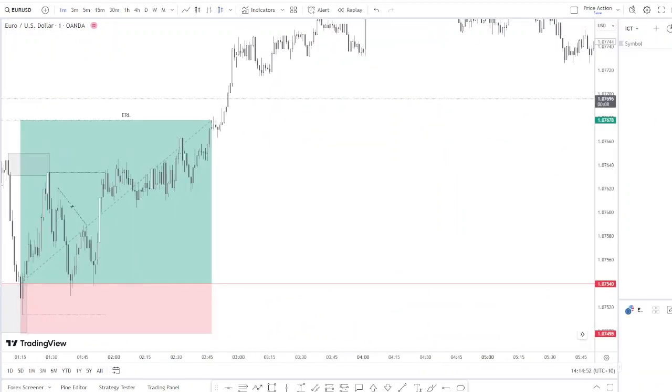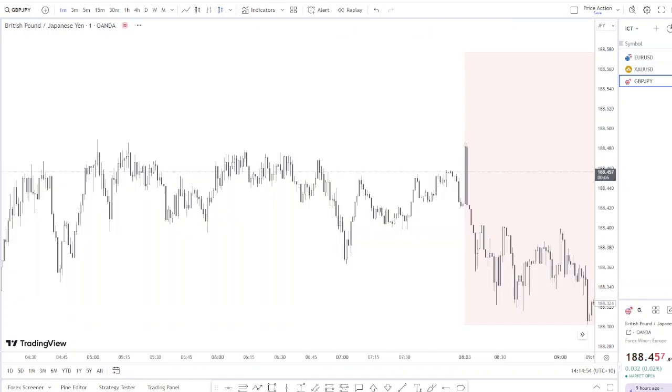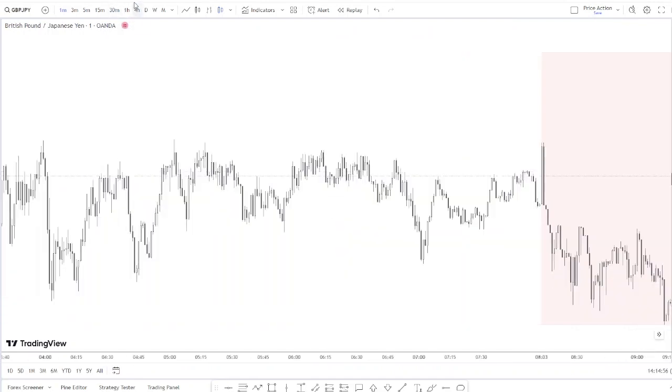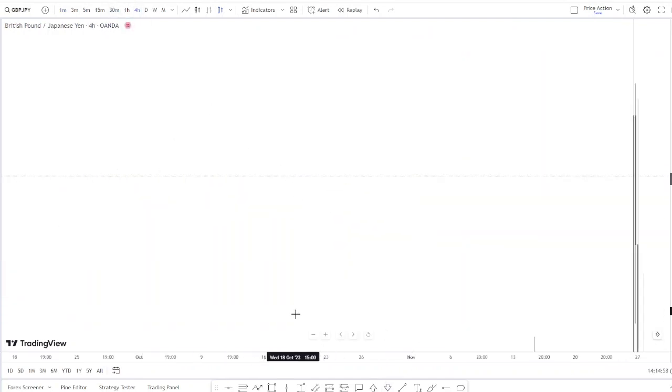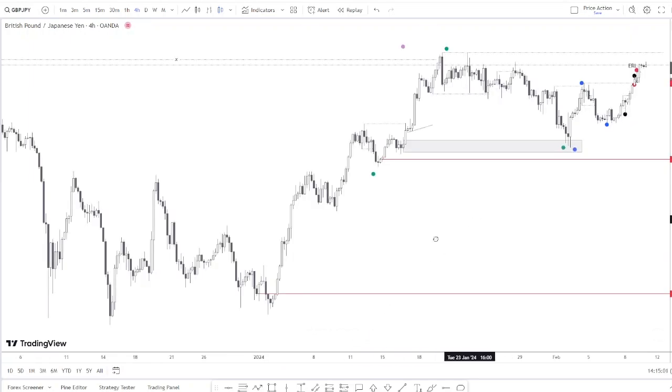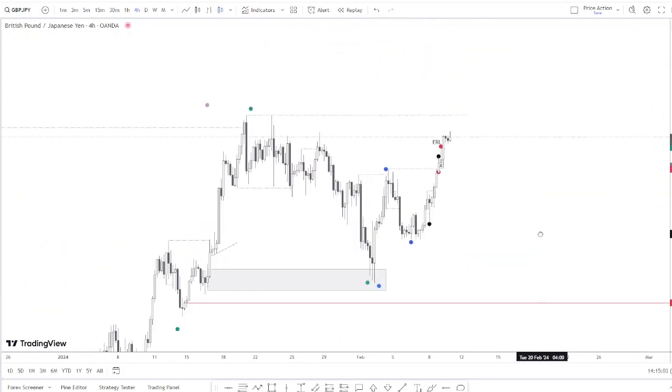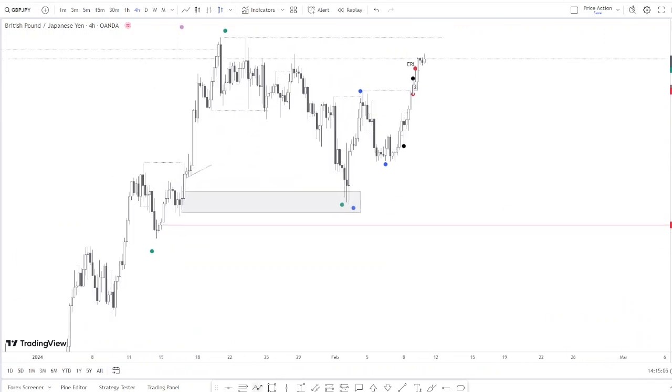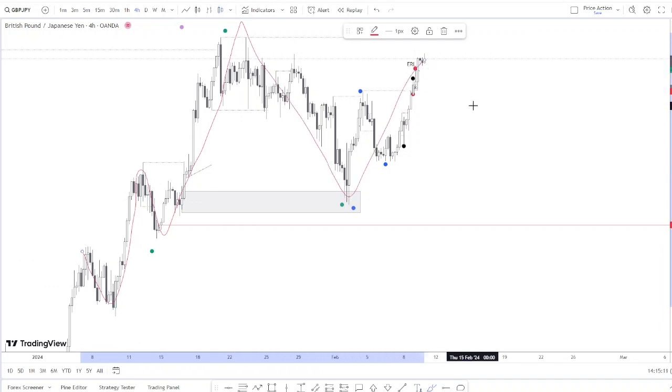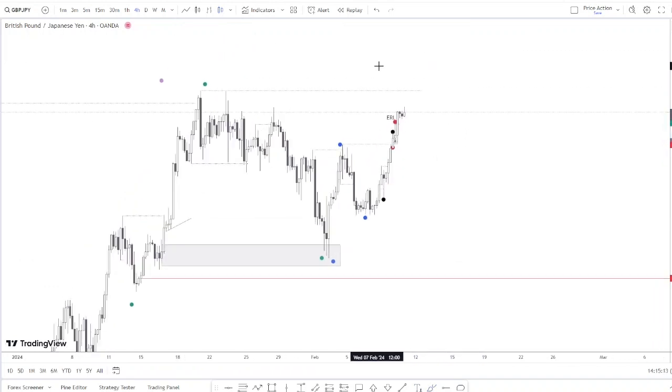Then the next trade was on GBP JPY. We have our range on H4. We have our H4 range here. Price is moving like this in a bullish way. It's a bullish range. Okay. So I'm expecting this high to be taken.